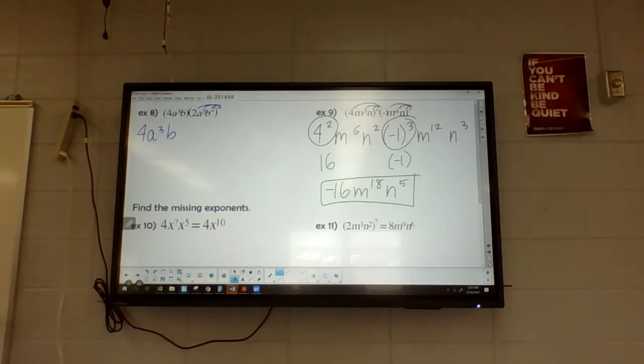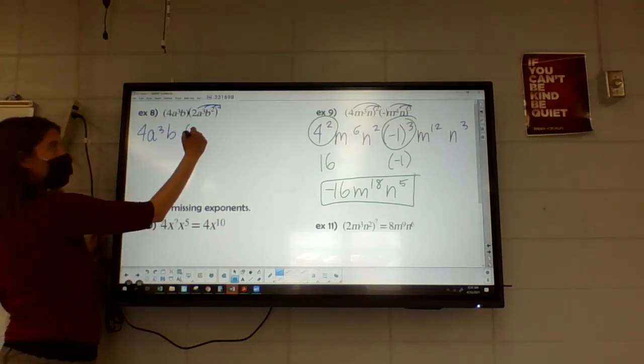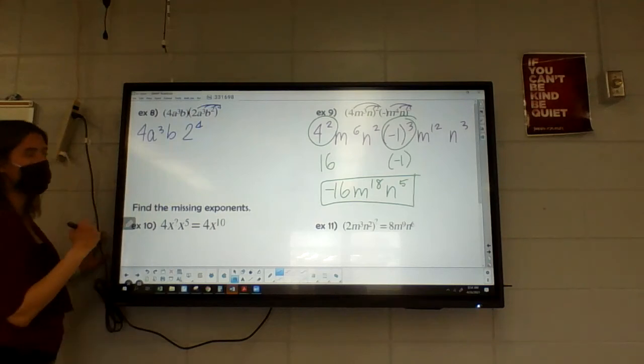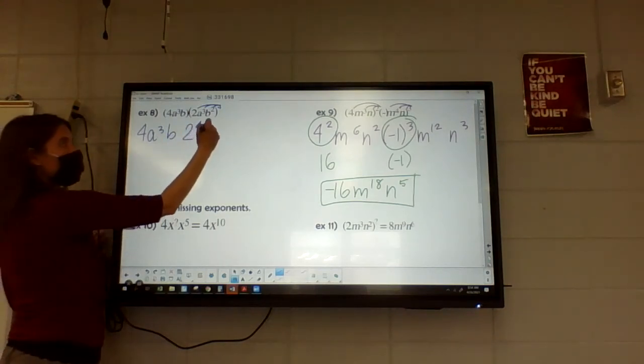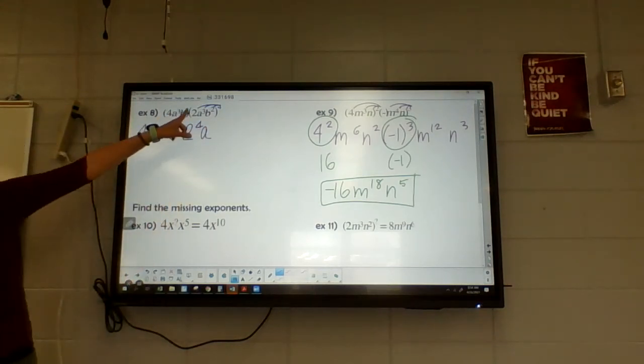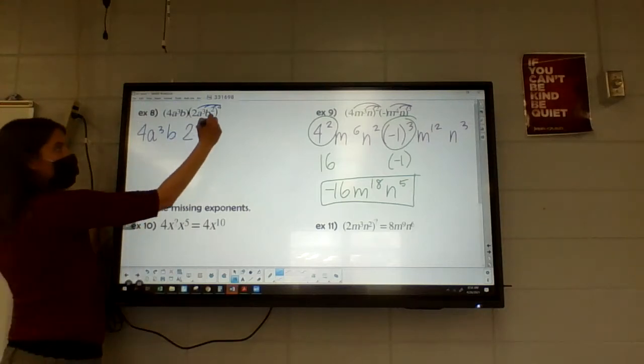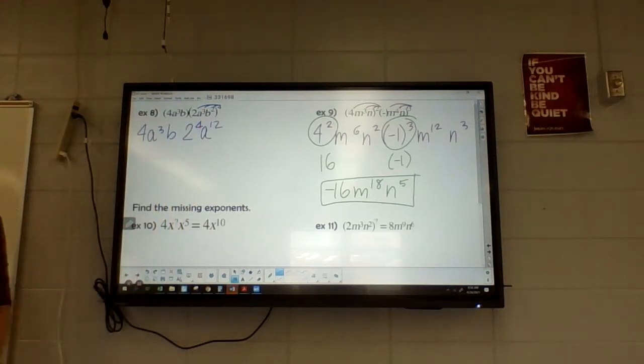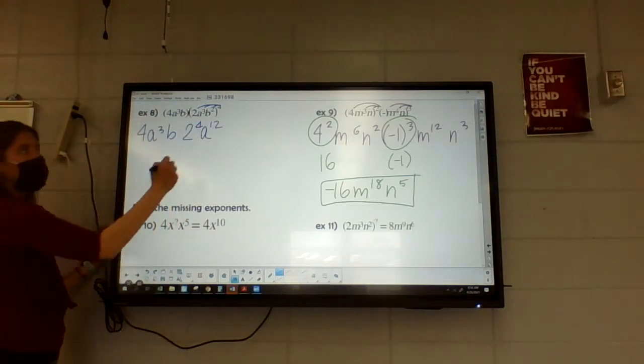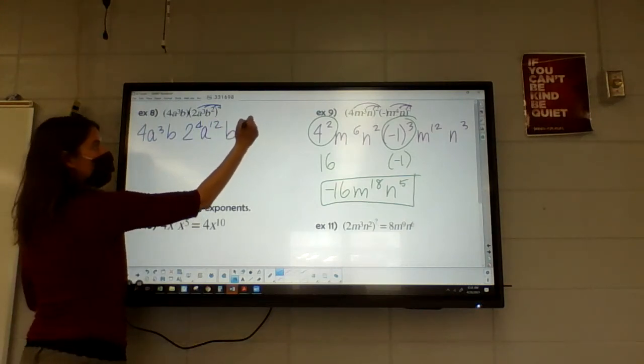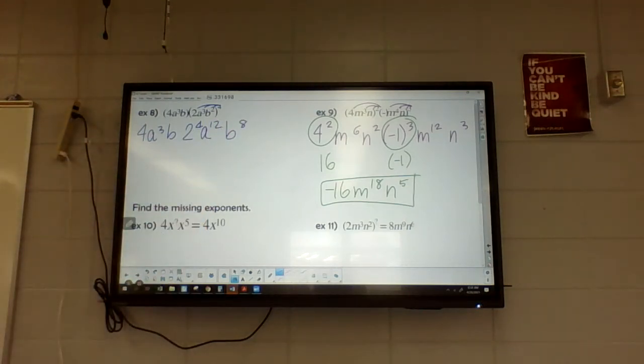The second one though is going to get the 2 to the 4th. So 2 is going to get that 4th power. The A is going to get it, so then it's 3 times 4, which is 12. And then B is 2 times 4, which is 8. So is that first step okay there?